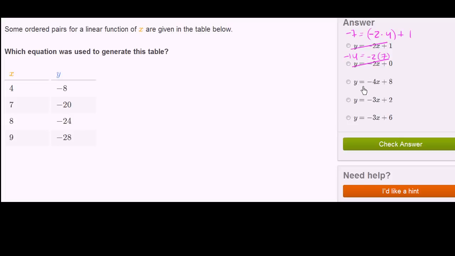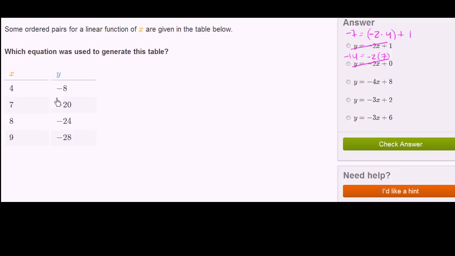Now let's look at this third one. y is equal to negative 4x plus 8. We could go to this first point again. When x is 4, you have negative 4 times 4, which is negative 16, plus 8, which is negative 8. So it seems to be able to generate this first point. When x is 4, y is negative 8 for this equation. Now let's see what happens when x is 7. Negative 4 times 7 is negative 28. Negative 28 plus 8 is negative 20. So this candidate is starting to look pretty good.